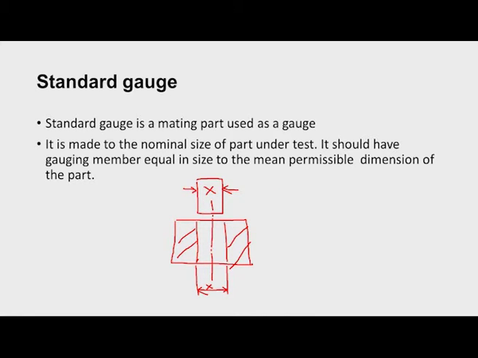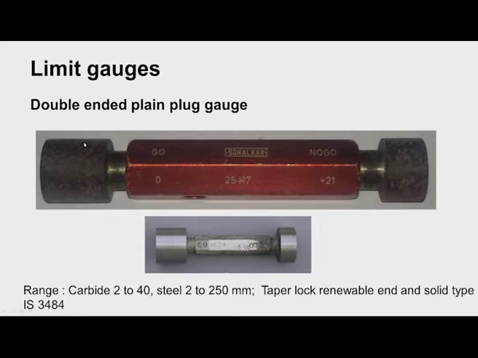So, this concept of standard gauge, wherein both the hole and shaft or the workpiece and the gauge are made to the mean size, is only a theoretical concept and it is not used in practice. Now, let us move to the other types of limit gauges. So, this shows a double ended plane plug gauge. Plane means the surface that is to be checked is plane, that means there are no threads.